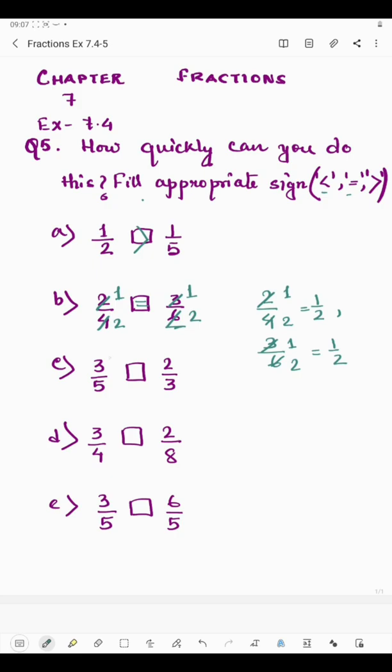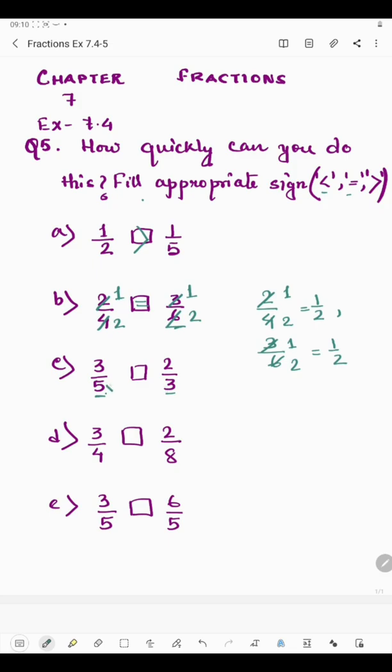In next part we have 3 by 5 and 2 by 3. So we will have to make the denominator the same. As this is already in reduced form, we will just make the denominator the same. We cannot convert it into reduced form. So we will have to find the LCM of 5 and 3. And the LCM of 5 and 3 is 15. 5 threes are 15, so we will have to make the denominator 15.